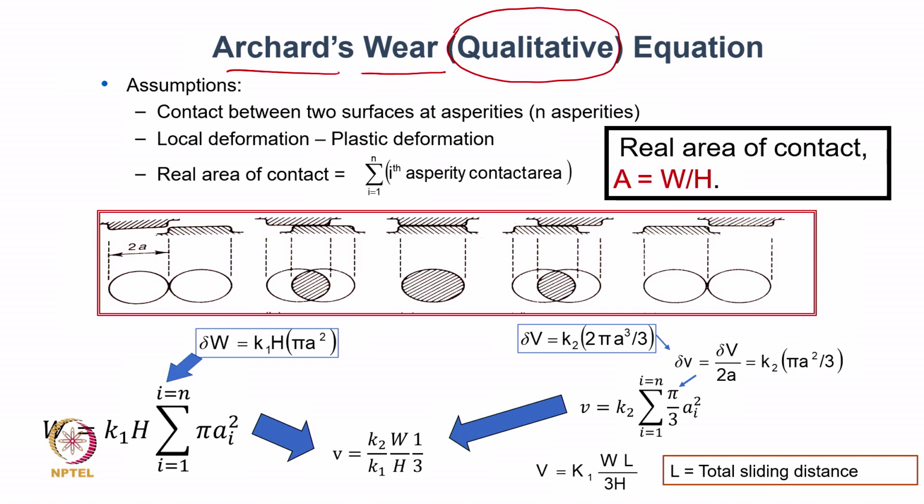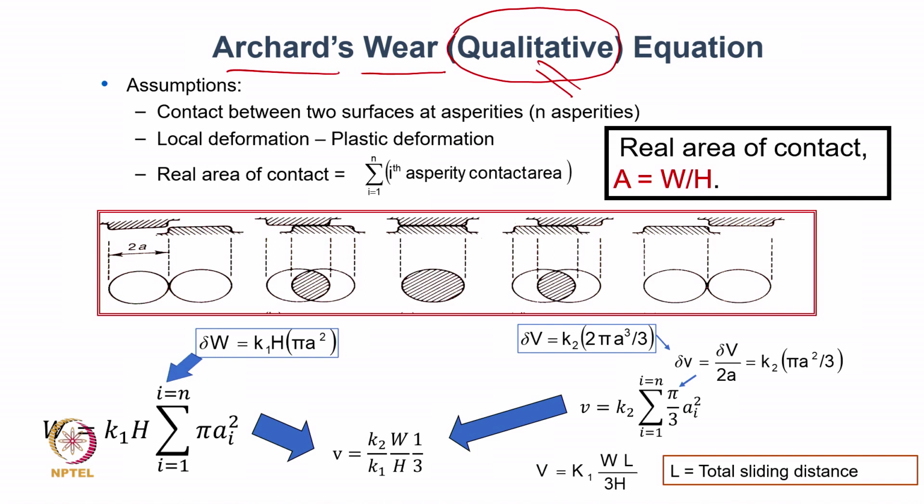This relation was given a long time back by Archard, so we use the word Archard wear equation. I am emphasizing its qualitative nature. It does not give a quantitative result, because there are some assumptions, and these assumptions are probabilistic in nature. We say one contact will fail, 2 contacts will fail, 10 contacts will fail. So, it is completely probabilistic. For the time being, we say that it is qualitative in nature.